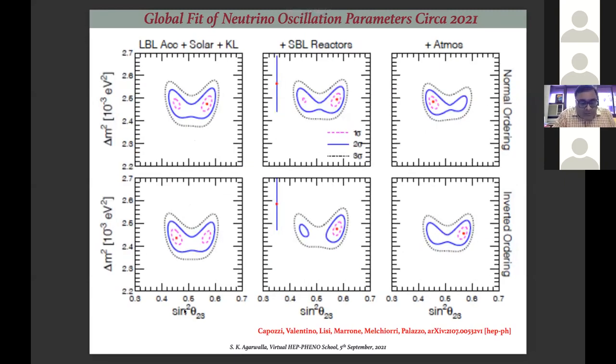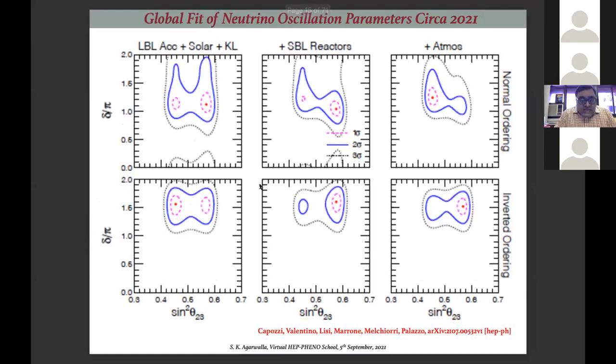Similarly, you have correlation between theta 23 and the atmospheric mass difference. And you see how they are nicely correlated in various data sets. This is the correlation between delta CP and theta 23. And again, how this correlation will look depends on what data you are using.